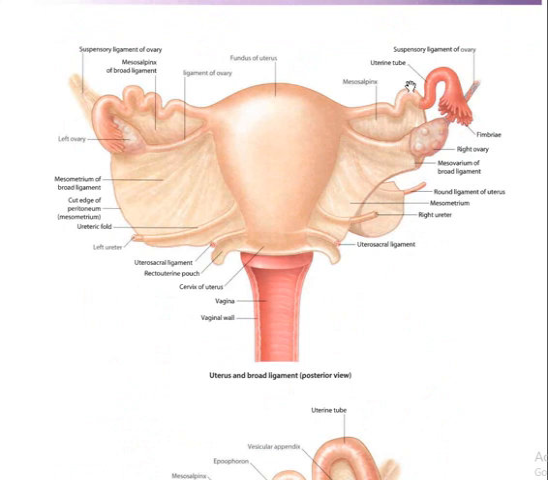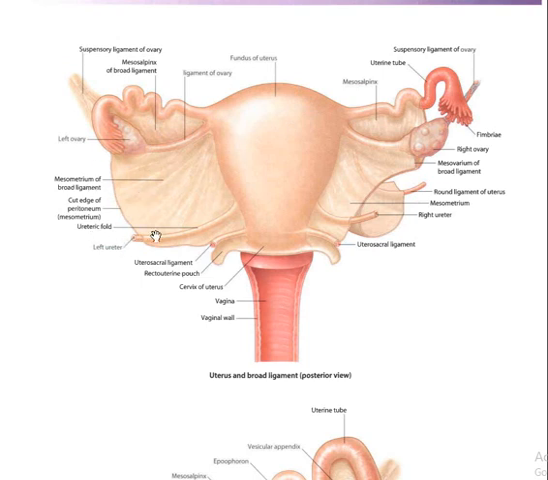Now let's visualize the posterior aspect of the uterus. Visualizing the posterior aspect of the uterus, you have the fundus of the uterus here at the upper part. We have the ligament of the ovary here. We have the mesosalpinx here. We have the suspensory ligament of the ovary. We have the left ovary. We have this mesometrium here.